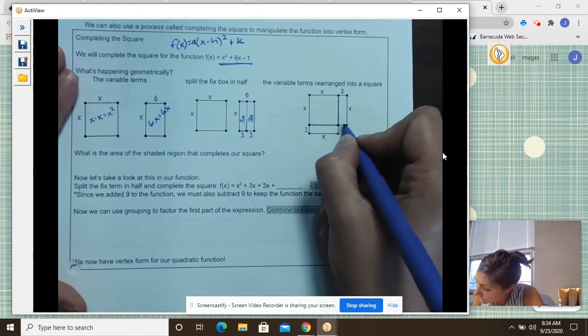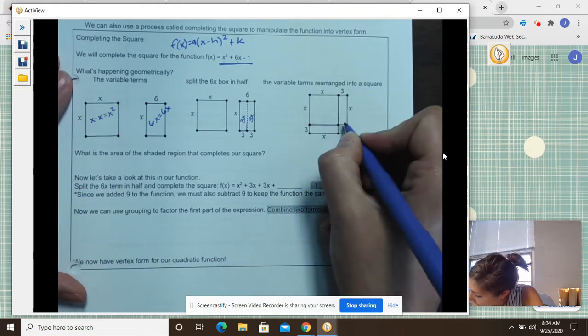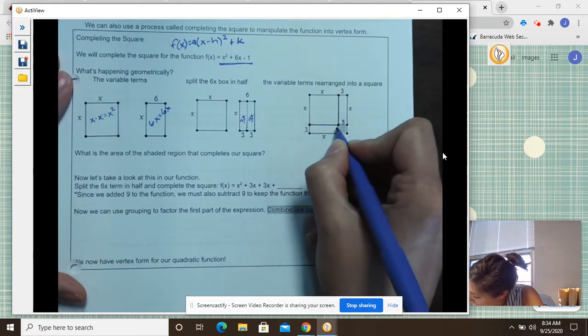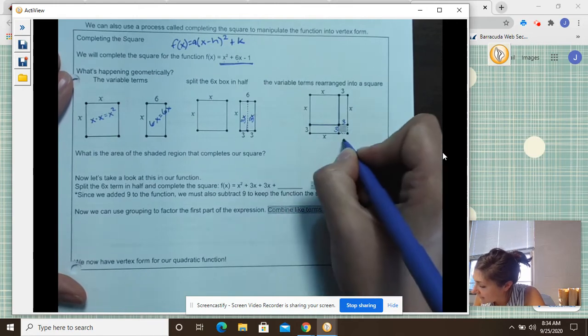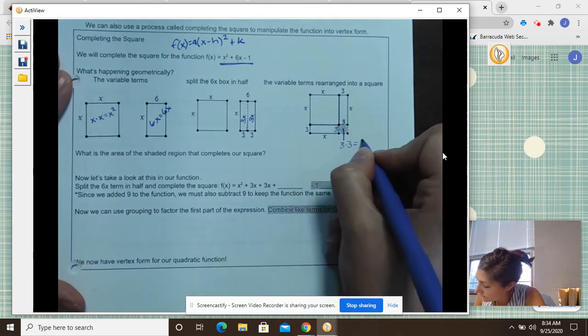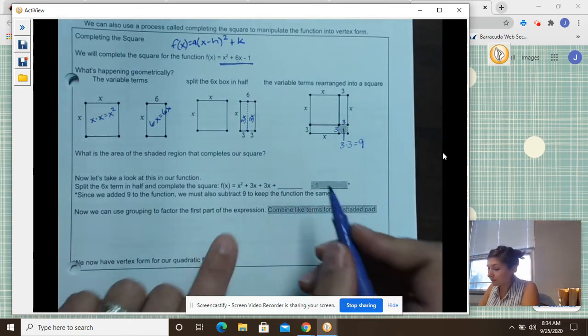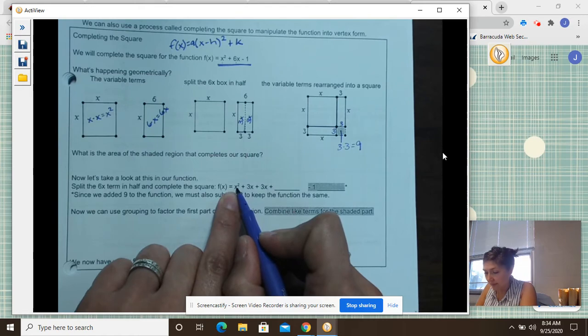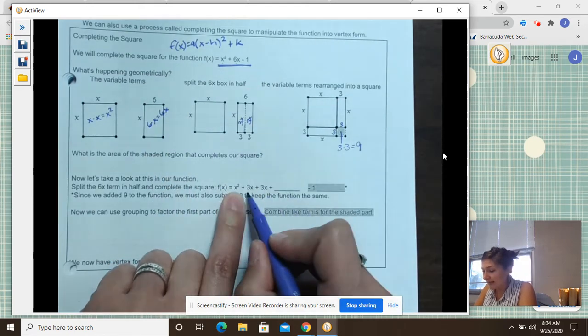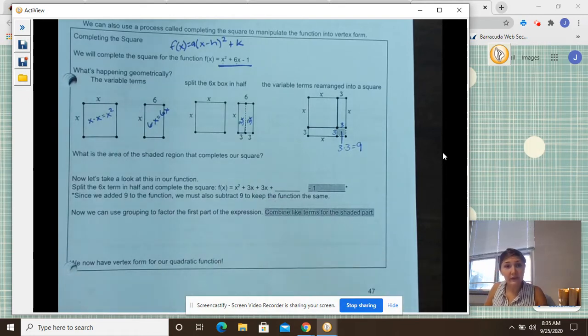So we know that this little space down here, this sort of shaded gray area, would have dimensions of 3 by 3. So the area of that space would be 3 times 3, which is 9. So what we've done here is say, keep the x squared box, split 6x into 3x and 3x. Okay? And we have some familiarity with that from AC method, where we split that middle term into two pieces.